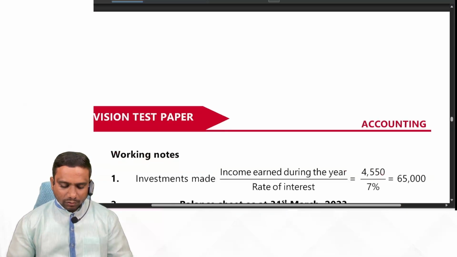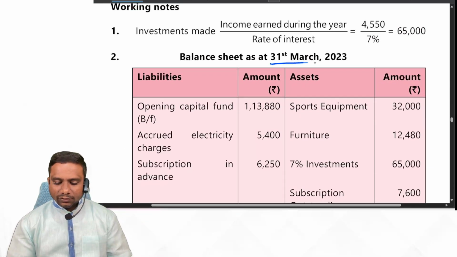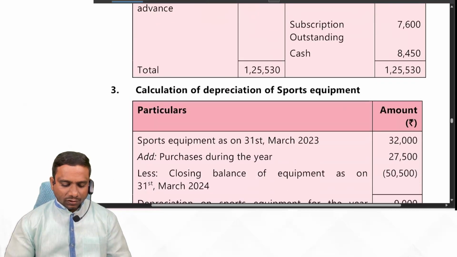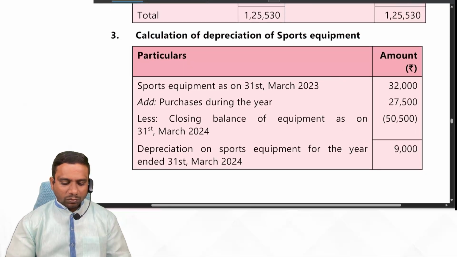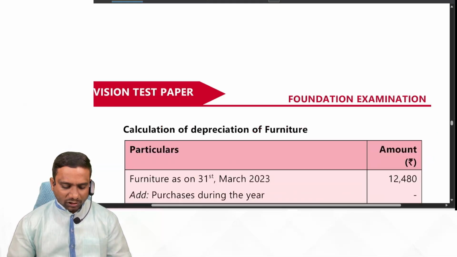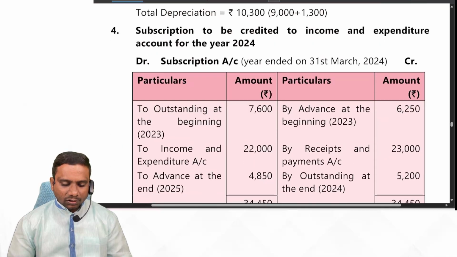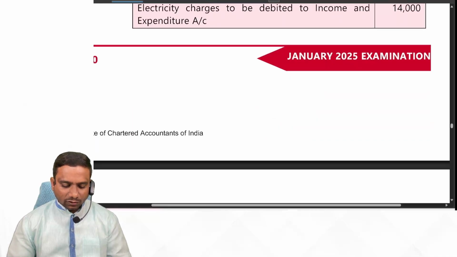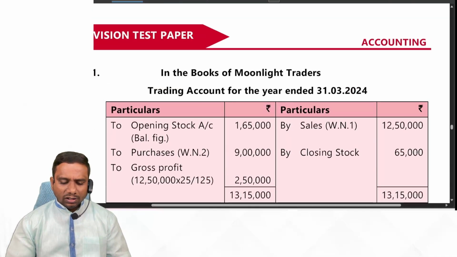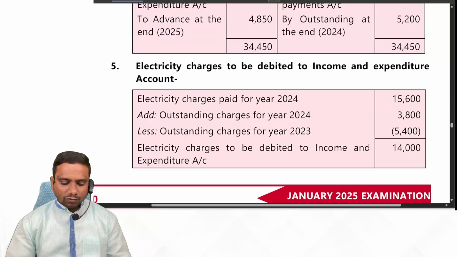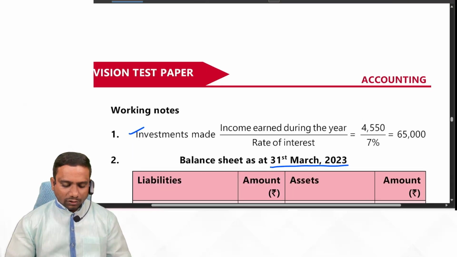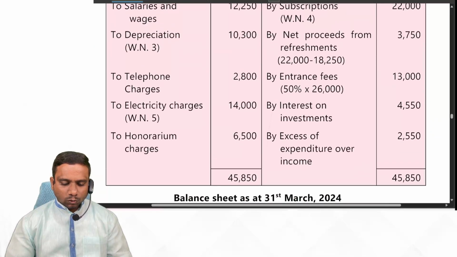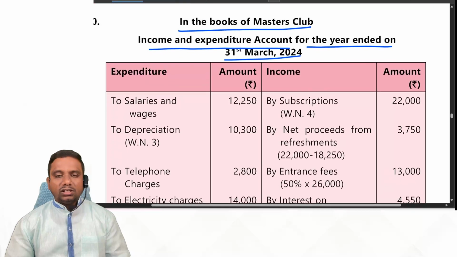Next, opening balance sheet on 31st March 2023 and investment calculation. Next one, calculation of depreciation on sports equipment. Here they have given some working notes, students. Calculation of depreciation, furniture, subscription to be credited to income and expenditure. Next, electricity charges to be debited to income and expenditure. They have given some little bit lengthy calculations. Required formats have been prepared. So I will explain the important adjustments. Remaining you can solve it.